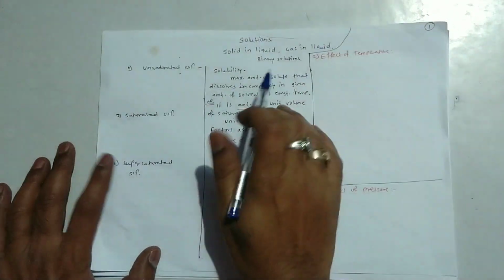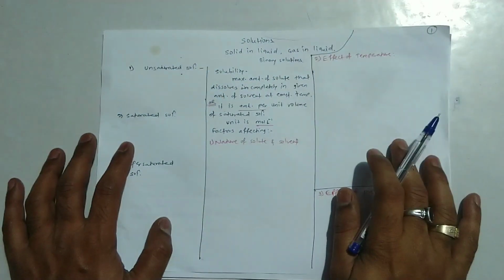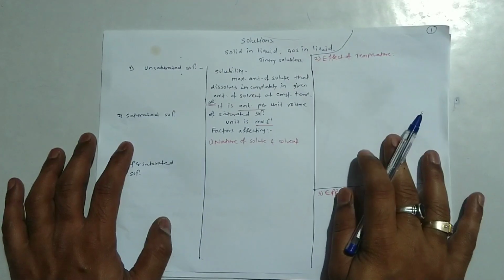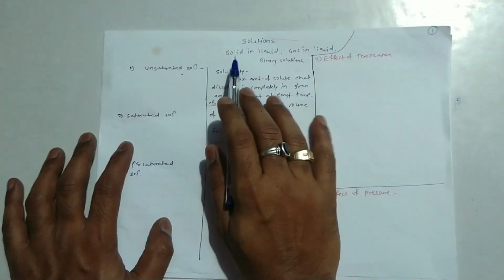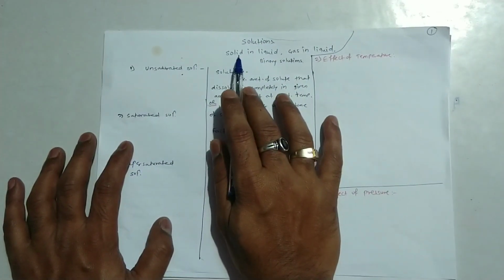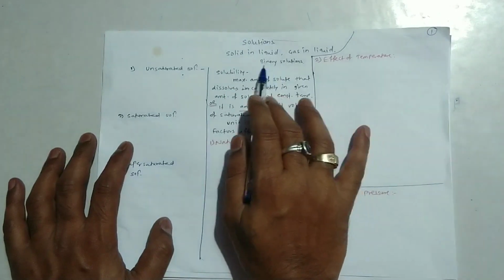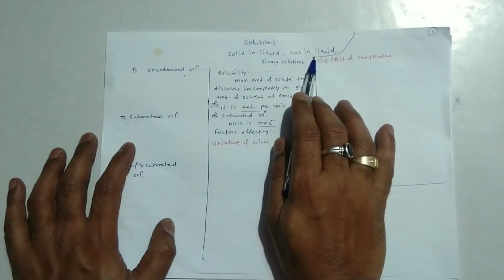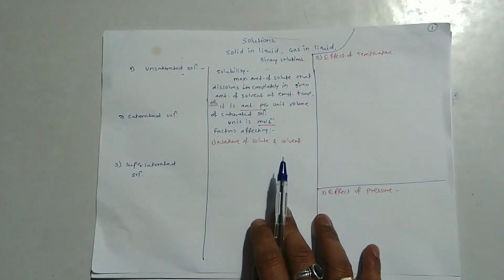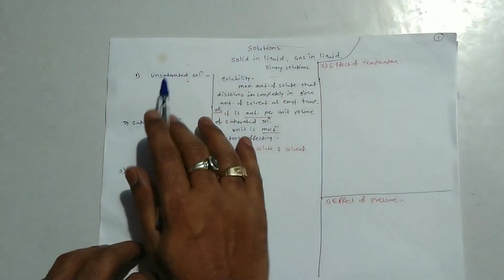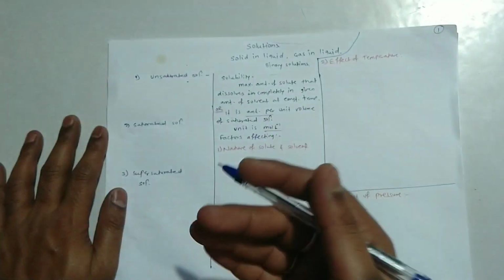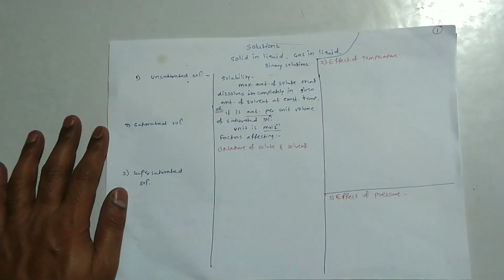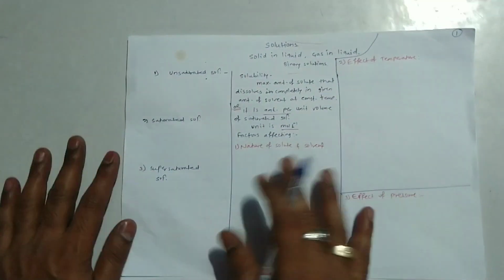Hello friends, in the previous video we have completed the introductory part of the solutions. Now here mainly you have to remember one thing, that we are discussing binary solutions for this current year, and in this we have solid in liquid and gas in liquid. We have to discuss this type of solution in detail. So here first we have studied what is solute, what is solution, etc., and how we can find out the concentration of the solution, etc.